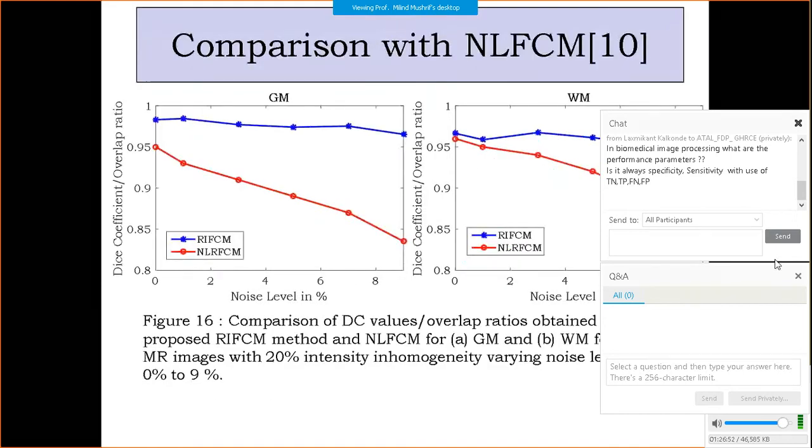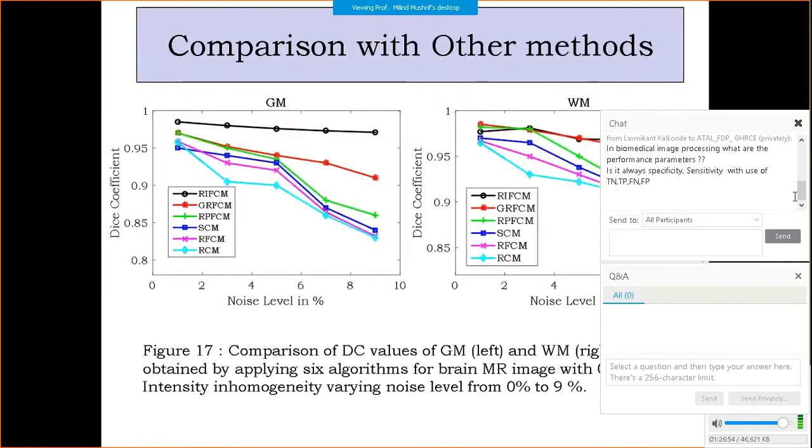No, I'm not finding any question. Yeah. Sir, one more question is there. Can you throw some light on other potential applications in MRI image processing?